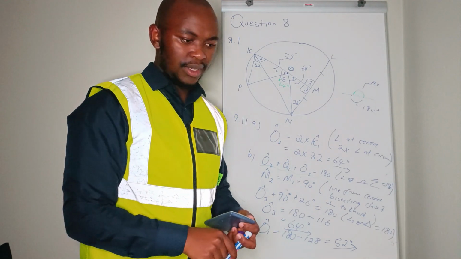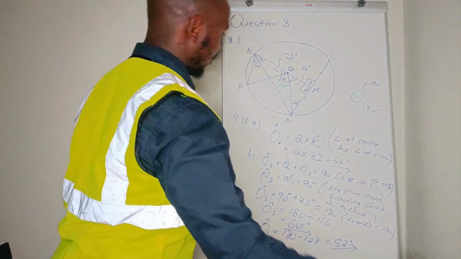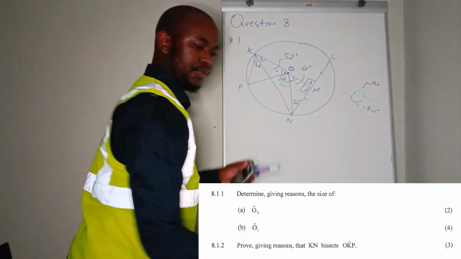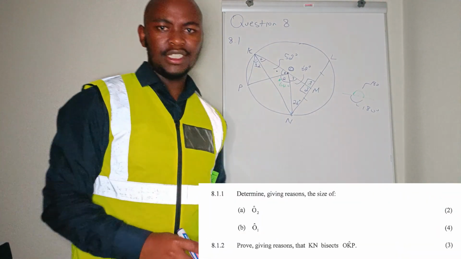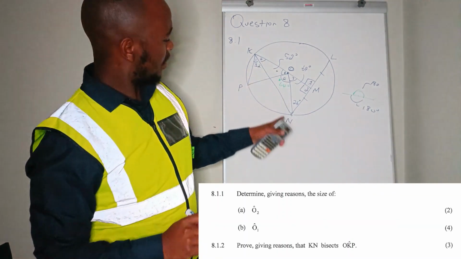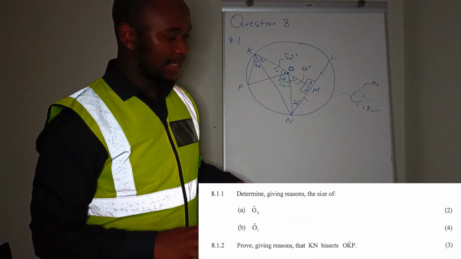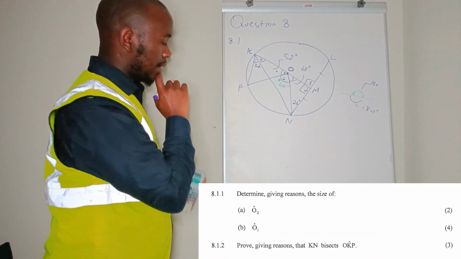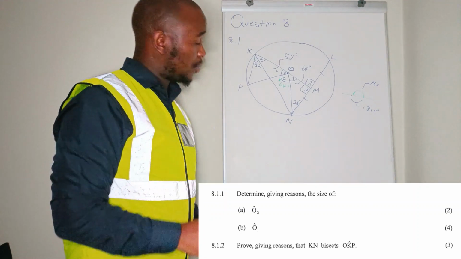Now we are going to have a look at the next question. Alright. The next question is asking us to prove that KN bisects OKP. Okay. They're asking us to prove that.